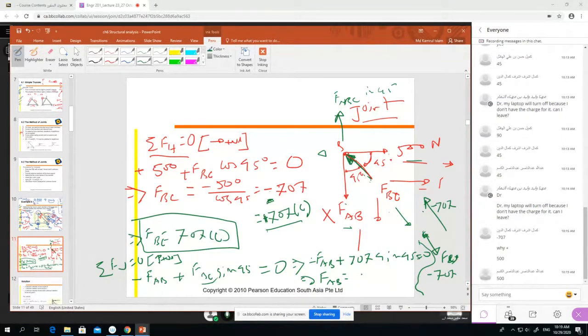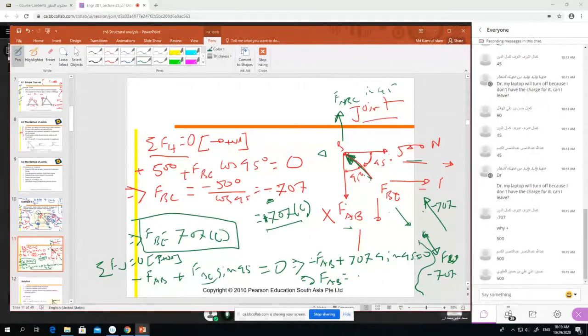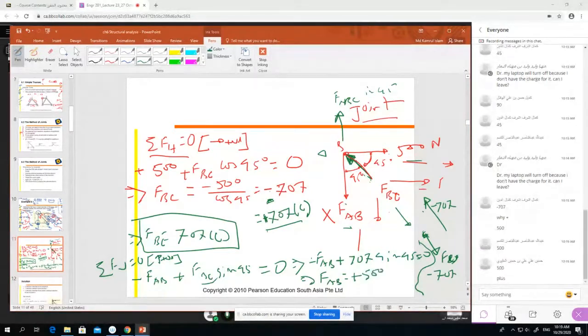500, right? So plus or minus, remember it is plus, that means our direction assumption is correct, and that means it is tension. So we write down tension. Here we don't need to change anything.